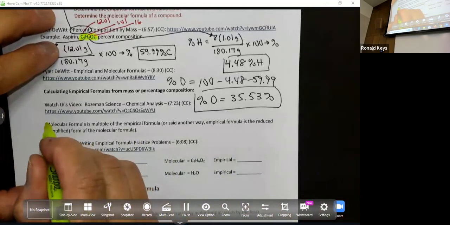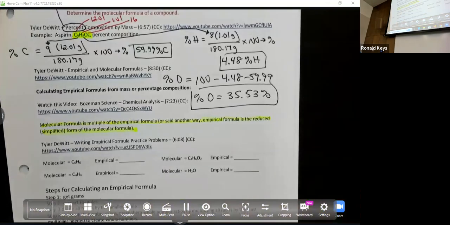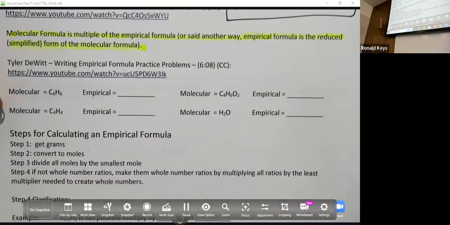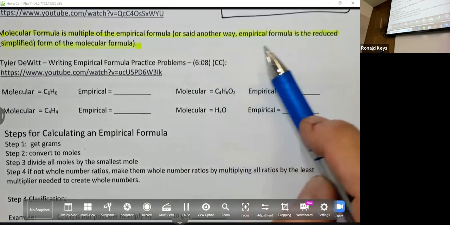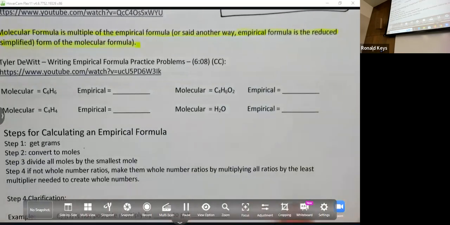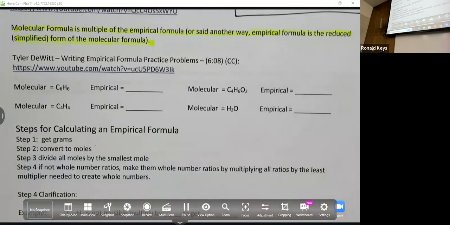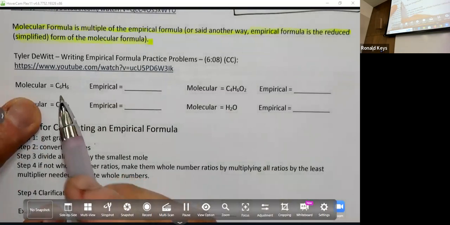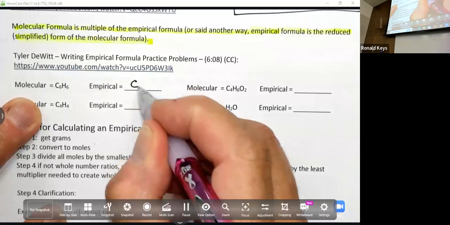Now, we know that our molecular formula, this is our true formula, is a multiple of the empirical formula, or said another way, the empirical formula is the reduced, just like you would reduce a fraction, the reduced simplified form of the molecular formula. So if my molecular formula here is C6H6, my empirical formula, I'm just going to reduce it. If I have 6/6 as a fraction, 1/1, my empirical formula is just CH.